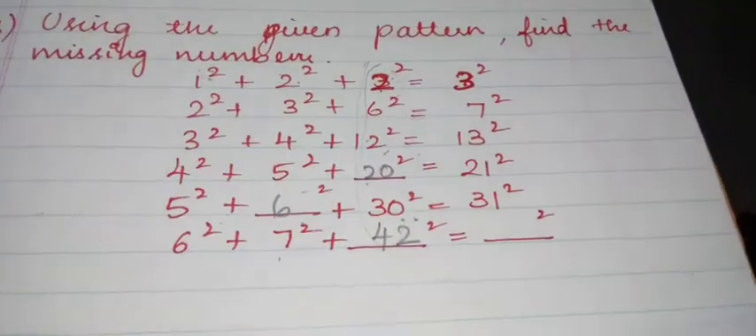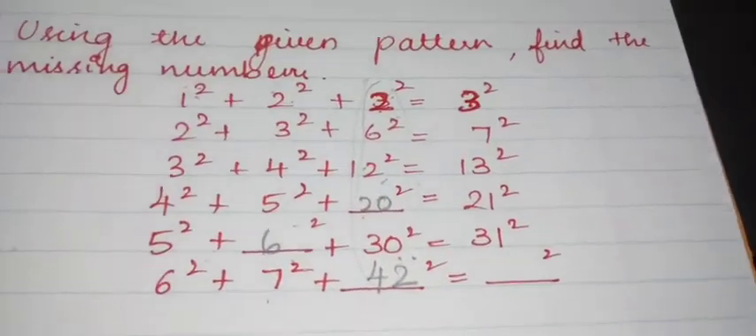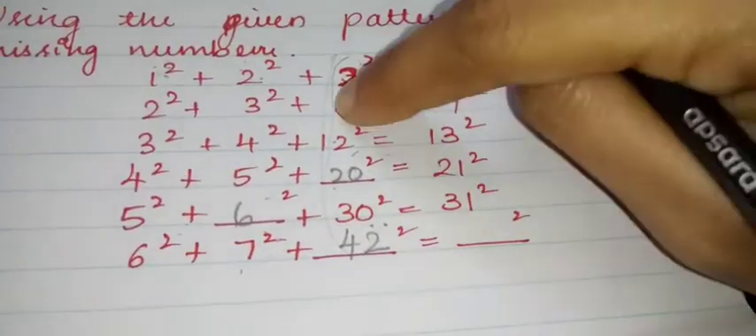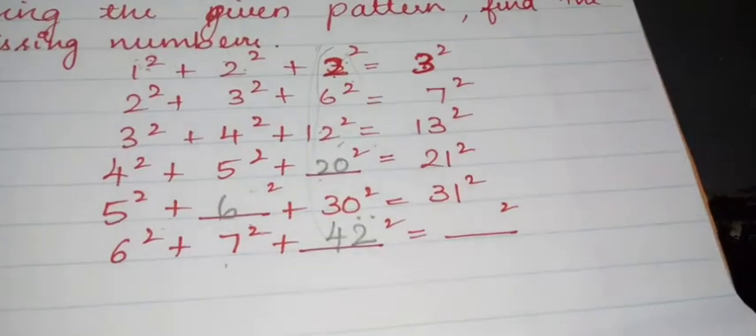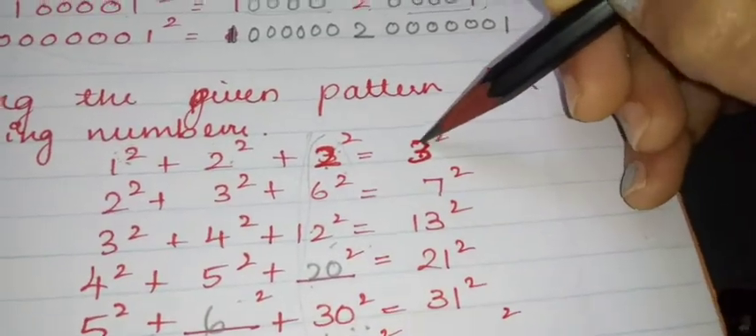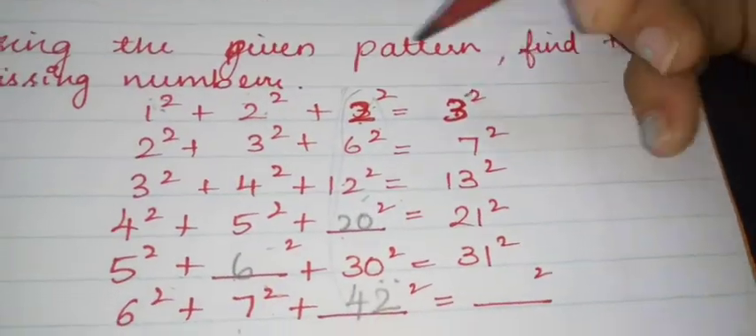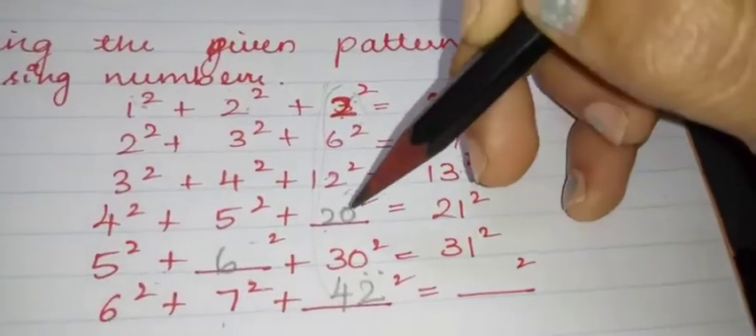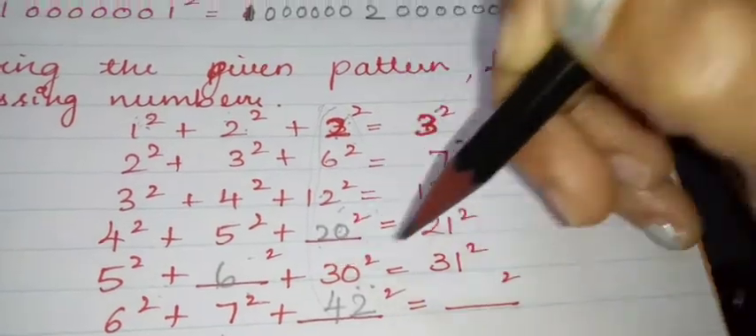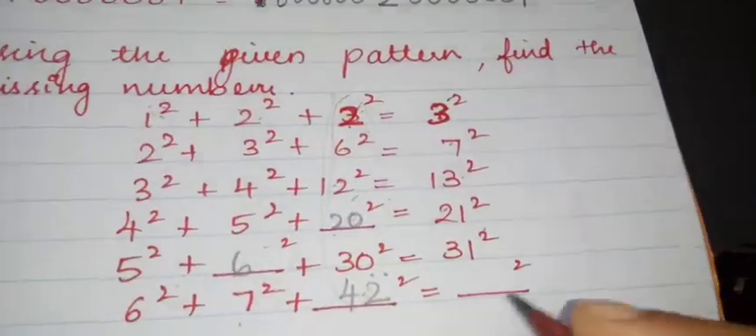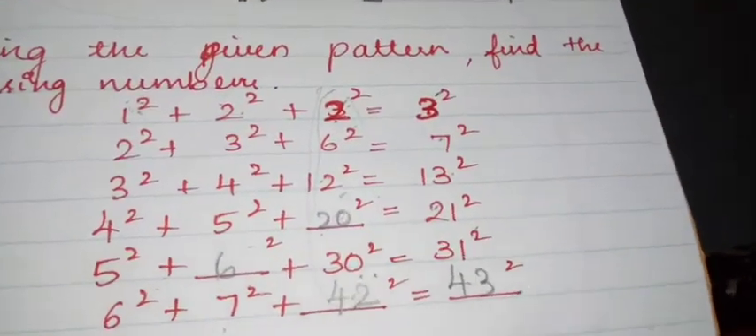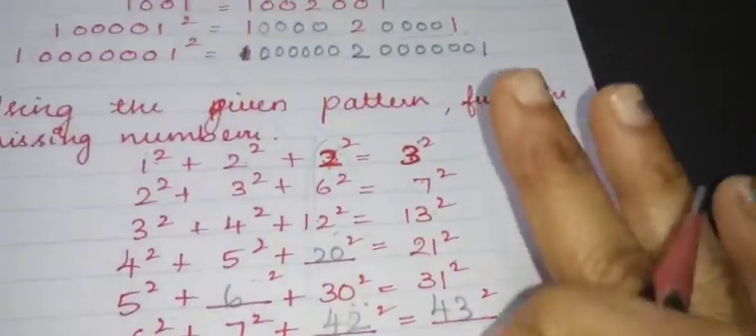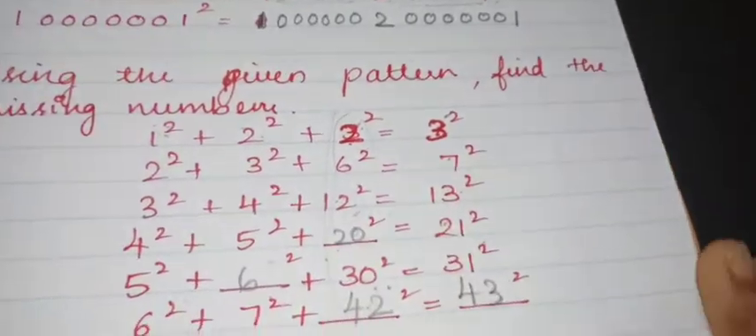Okay, then the second question, what is given in the blue box. Fourth number is related to third number. Is it? Yes, because the fourth number is the next number of the third number. 2, 3, 6, 7, 12, 13, 20, 21, 30, 31, 42, 43. Okay, actually the fourth number is the next number of the third number.